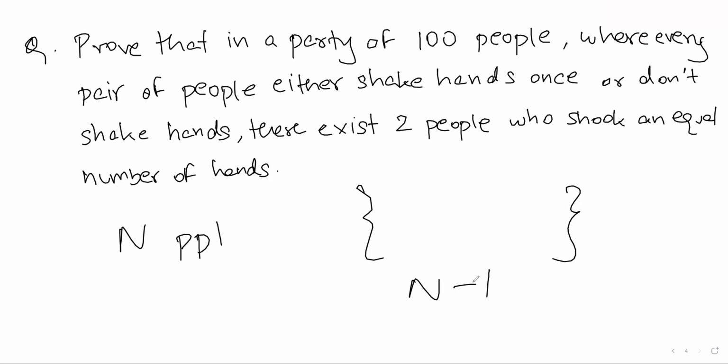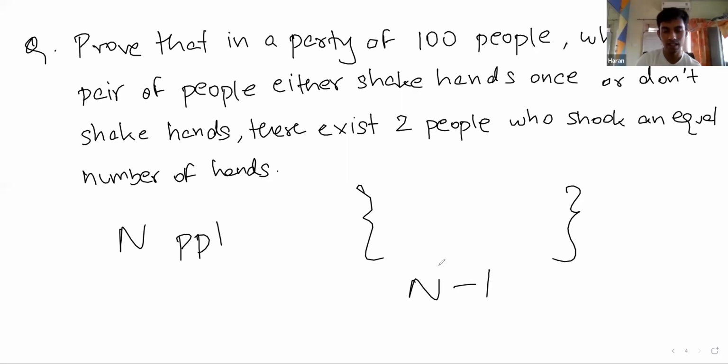Not within the party's people. No. If he repeats with the same people, then it is possible. But there is no repetition, right? The problem says every person shakes one hand or no hand at all. So then, okay, now can you tell me what is the minimum number of hands that a person could have shaken?